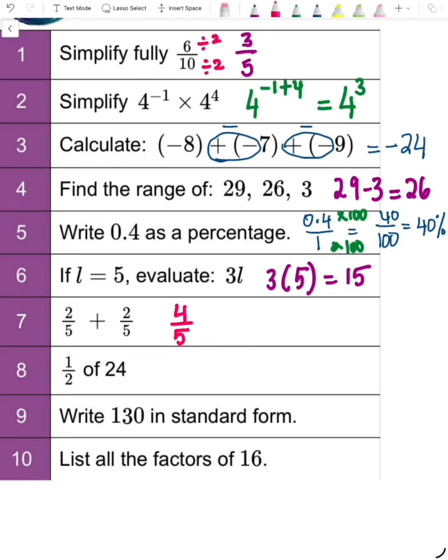Half of 24, half of a number. So we'll divide 24 by 2, which is going to give me 12.